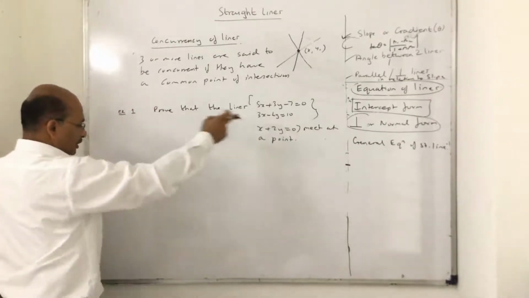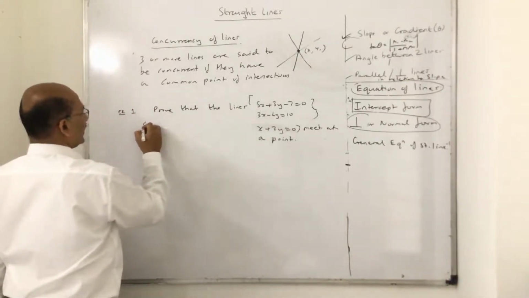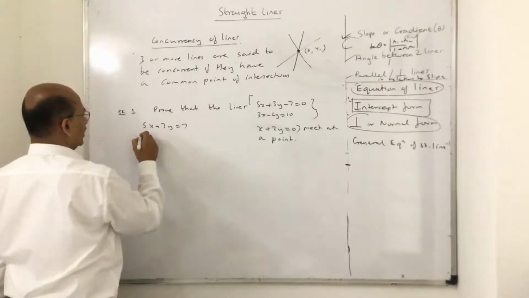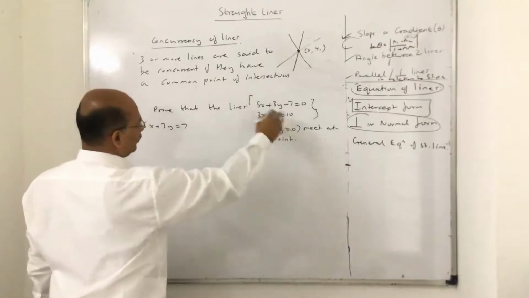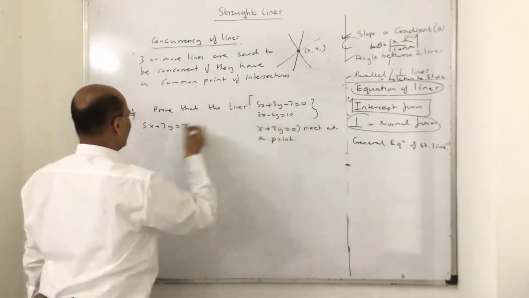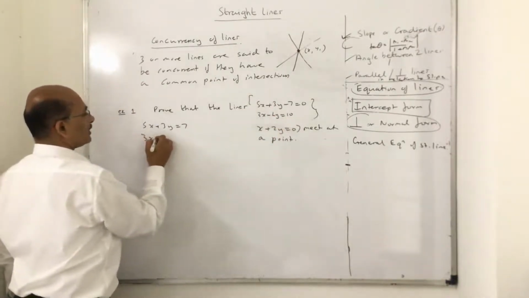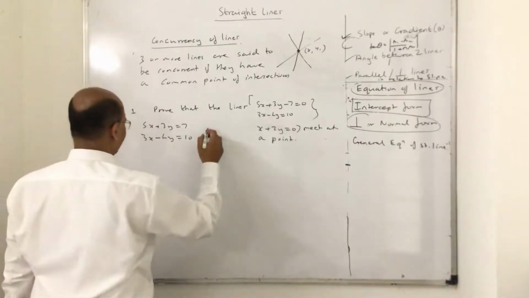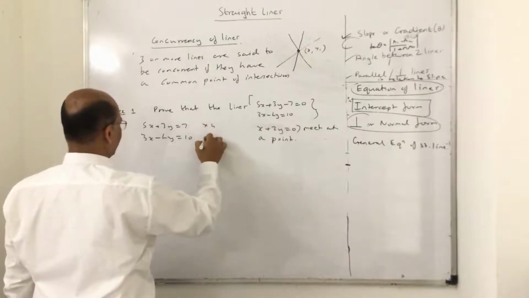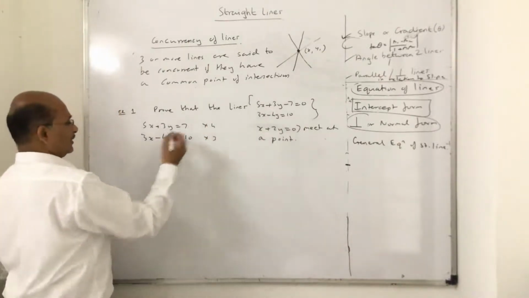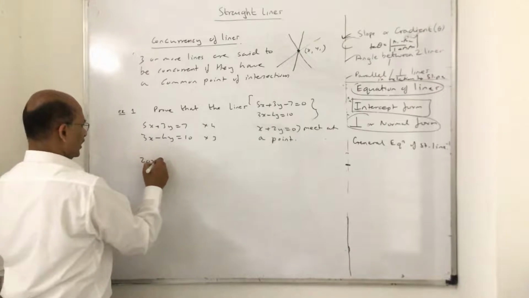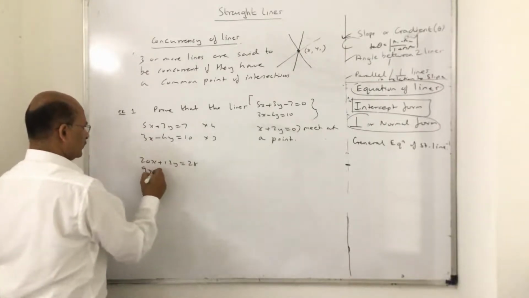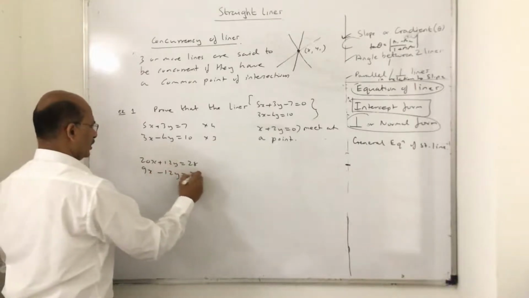So let us see this question here. It is an exercise sum. 5x plus 3y is equal to 7. I am solving any two equations; I need not solve all of them. So I am just solving these two. 3x minus 4y equals 10. I will multiply the first by 4 and the second by 3 to solve simultaneously. So 4 5s are 20x plus 12y equals 28. Then 9x minus 12y is equal to 30.